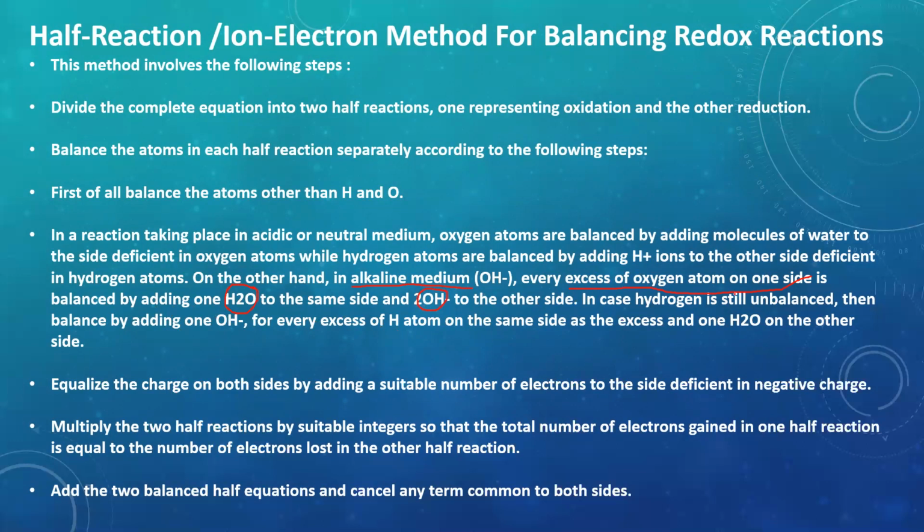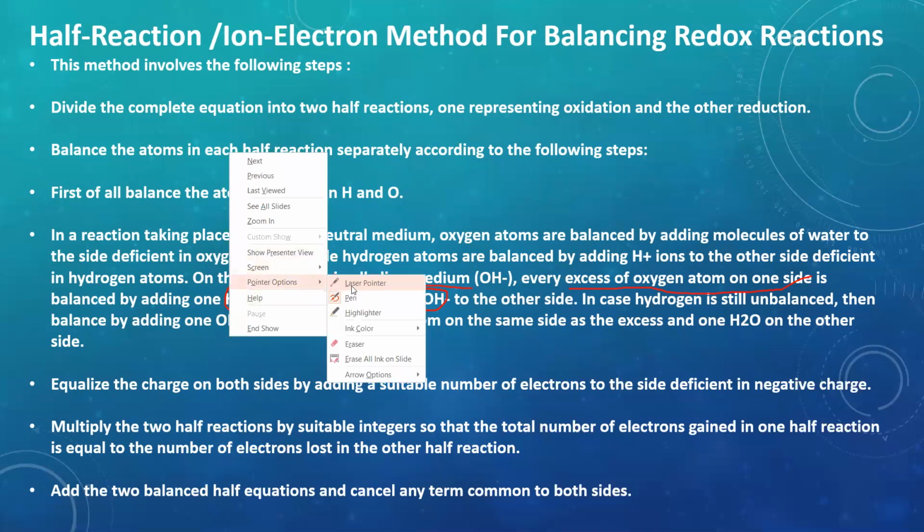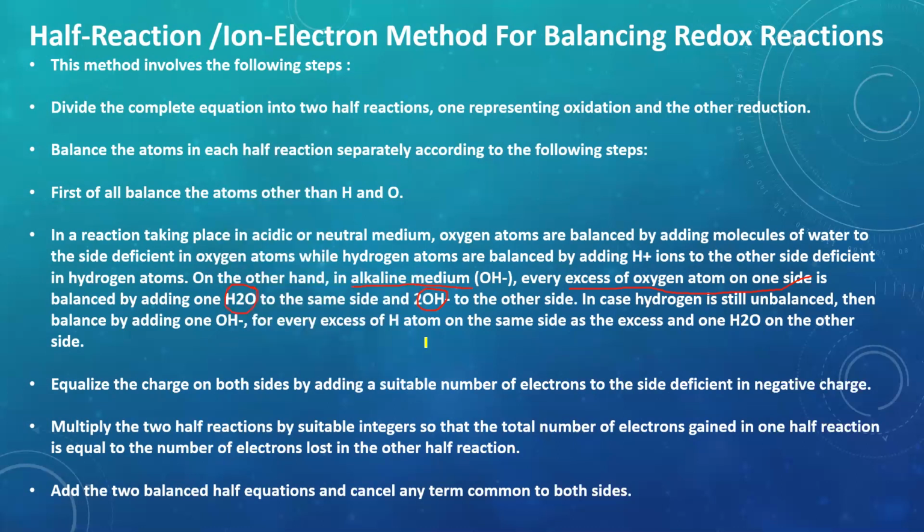In case hydrogen is still unbalanced, then it is balanced by adding one hydroxide ion for excess of each hydrogen atom on the same side, and one water molecule to the other side. Equalize the charge on both sides by adding a suitable number of electrons to the side deficient in negative charge.